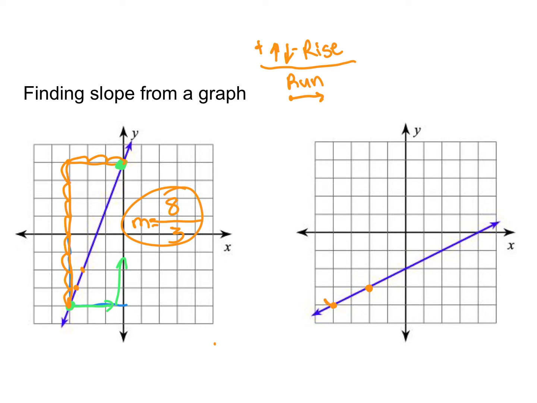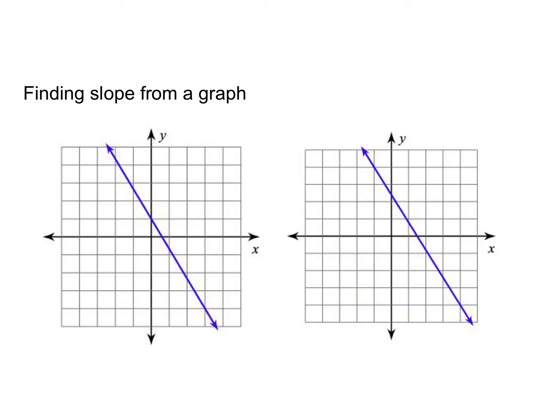So I'm going to count my rise, 1, that goes on top, and my run, 2, that goes on the bottom. My slope is 1/2. Here's 2 negative slopes, same thing. I'm looking for the spot where 2 lines cross. There's one spot, and here's another.